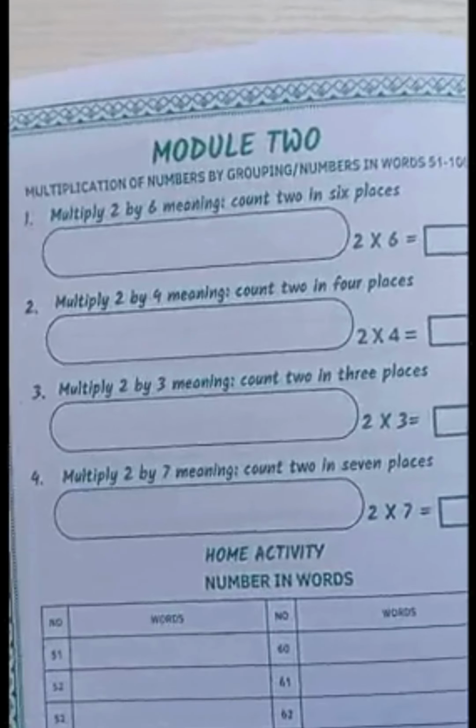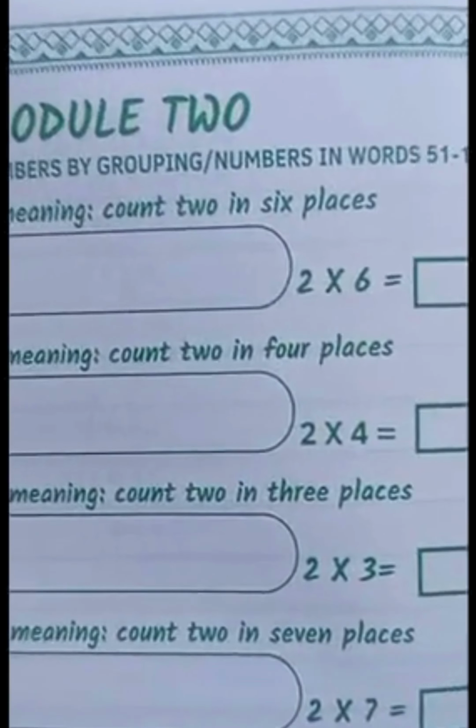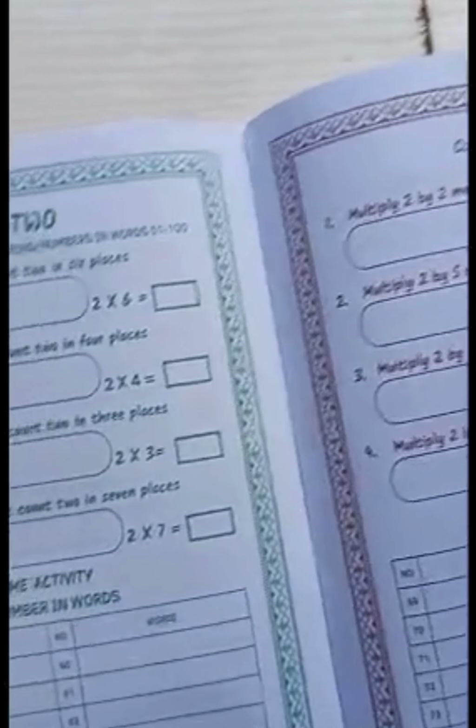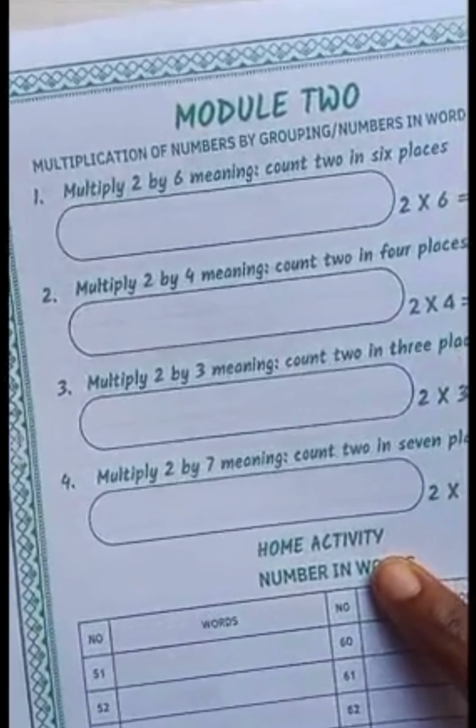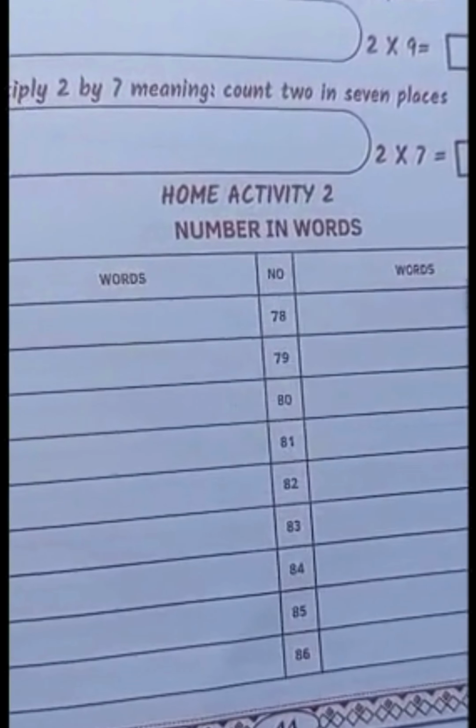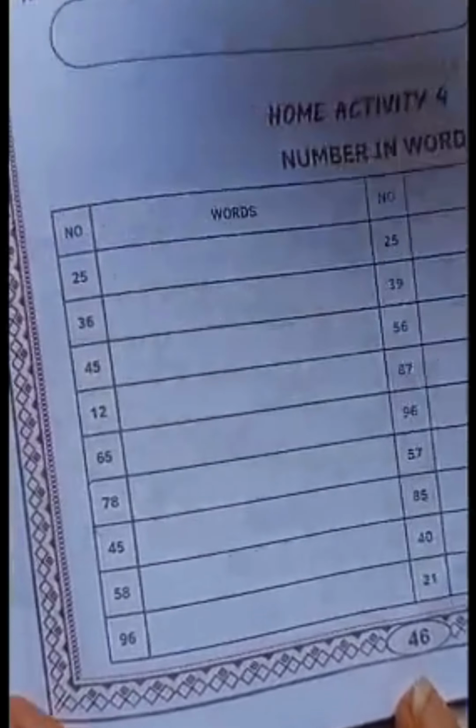This is module 2. It's talking about multiplication of numbers by grouping, and numbers in words and writing in words. Okay, so we have class activity and home activity for day 1, class activity and home activity for day 2, for day 3, for day 4, and for day 5. In fact, sometimes we also have weekend activity.